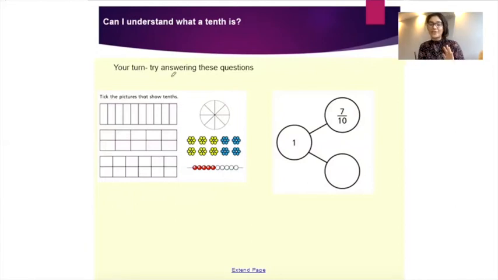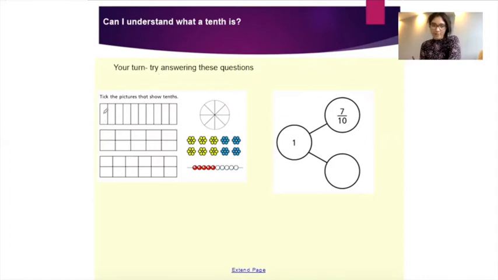So the first question says, tick the pictures that show tenths. Which pictures do you have to tick? I'll give you a clue. How many parts should those pictures that you tick have if they're trying to show tenths? They should have 10 parts. So let's see this first shape here. Let's count the parts and see if we have 10 parts in total. If you have less than 10 or more than 10, then they would not be a picture that shows tenths.